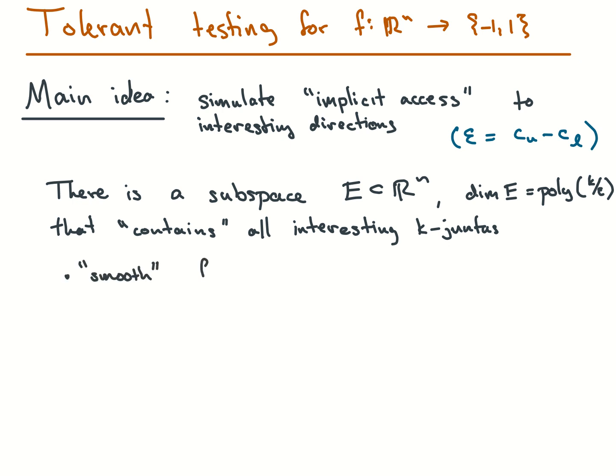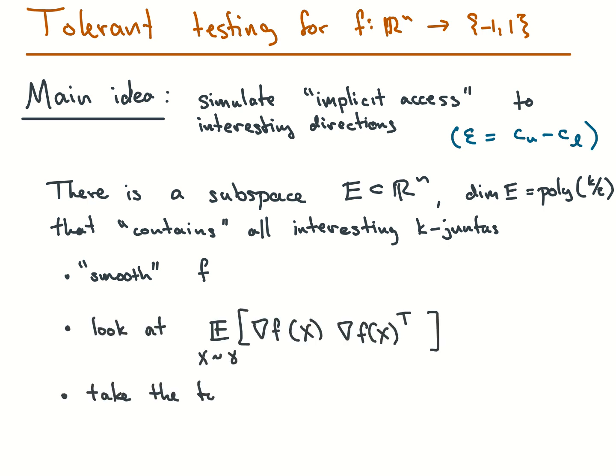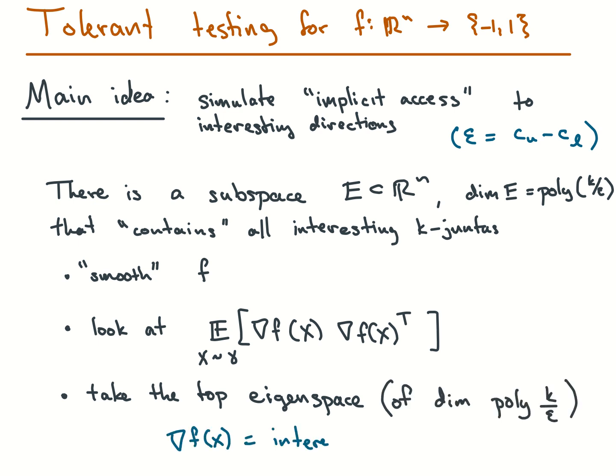I can even tell you what this subspace E is. After you first smooth f a little bit to make it differentiable, you take the covariance matrix of the gradient, you do an SVD, and you take the top polynomial in k over epsilon components. The intuition is that the gradient of f is a direction along which f varies, and you're trying to choose the most significant ones, so you're doing some sort of PCA on the significant directions.